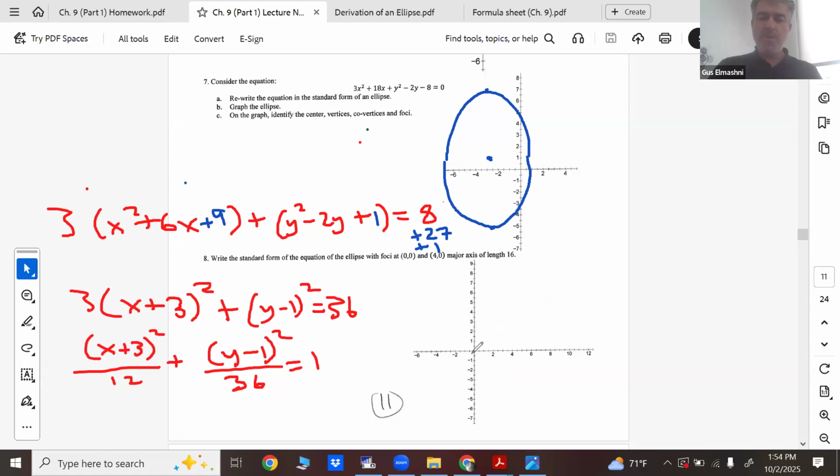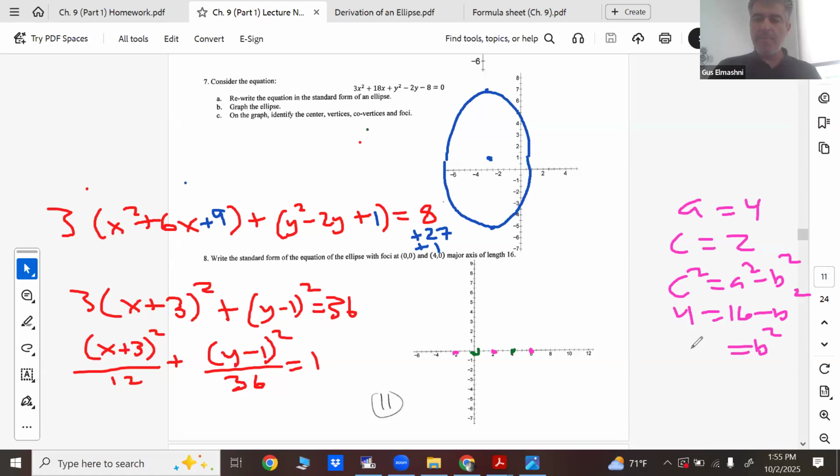So 0, 0 and 4, 0. Now the foci are always on the major axis. So my center is at 2, 0. Let's switch colors. I'm glad I caught that. Okay, so much better now. So now I could do this. My C is 2, my A is 4. C squared equals A squared minus B squared. 4 equals 16 minus B squared. B squared is 12.